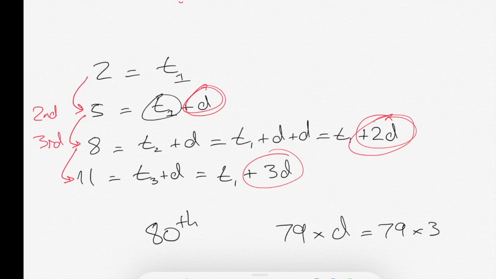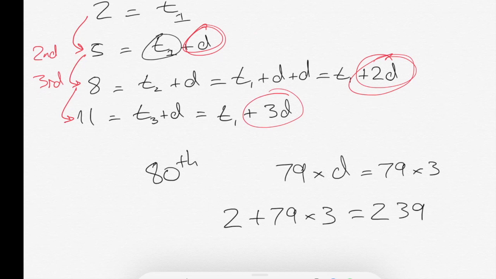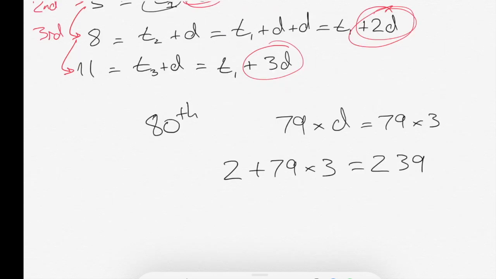And we always add it on to term 1. So I can work out what the 80th term is by just saying that it is 2 plus 79 times 3. So I can type that into my calculator and get an answer of 239. I don't know what all the terms up to that term are, but I can tell you that the 80th number that I write is going to be 239.